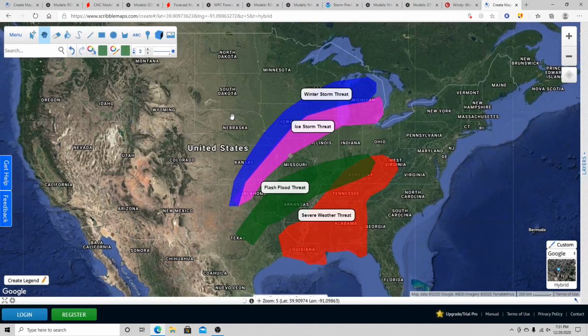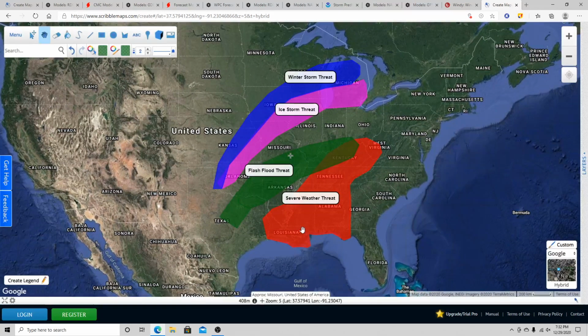And here's the overall look here. You've got your winter storm threat anywhere from west central Oklahoma across east central Kansas, getting into portions of Iowa, Wisconsin, eventually getting to Michigan. Ice storm threat, pretty much the same thing, just southeast of that. Your flash flood threat, pretty much for just north of the Arklatex region, eventually getting to the Lower Ohio Valley. Then your severe weather threat, pretty much across Dixie Alley as well, maybe getting to portions of the Ohio Valley as well.